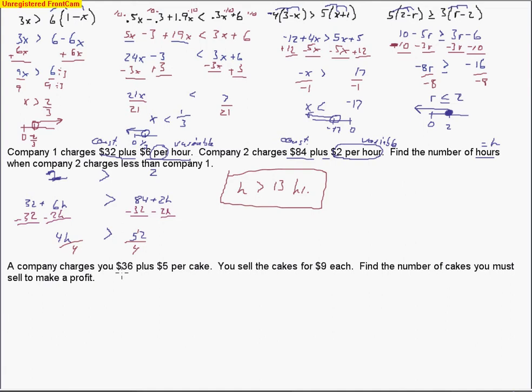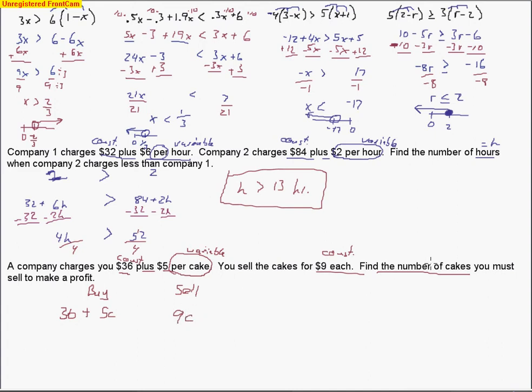A company charges you $36, so this is your constant amount. So you're going to pay that plus $5 per cake. Okay, when we see that word per or each, that tells us we're dealing with our variable. Now we'll know it's our variable if they ask for the number of cakes. Find the number of cakes. You see, there it is. It says you sell cakes for $9 each, so this is a constant amount. All right, so you basically buy cakes for $36 plus $5 per cake. C for cake. You sell for $9 per cake.